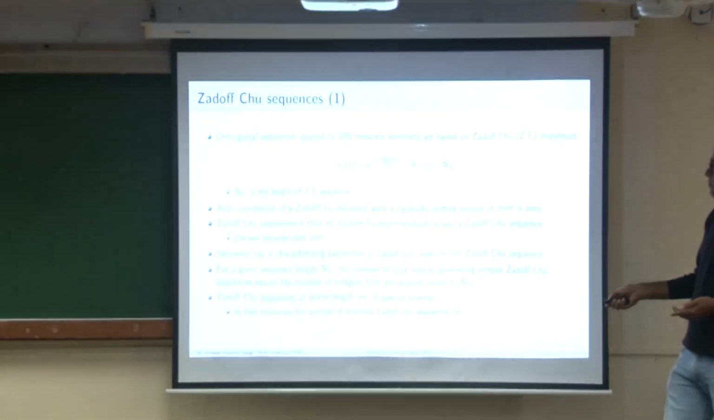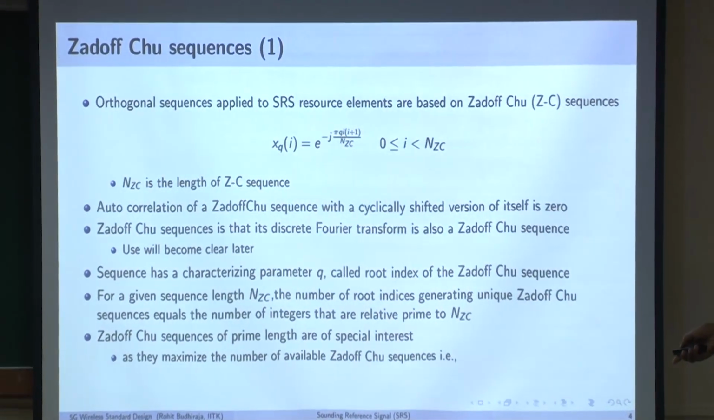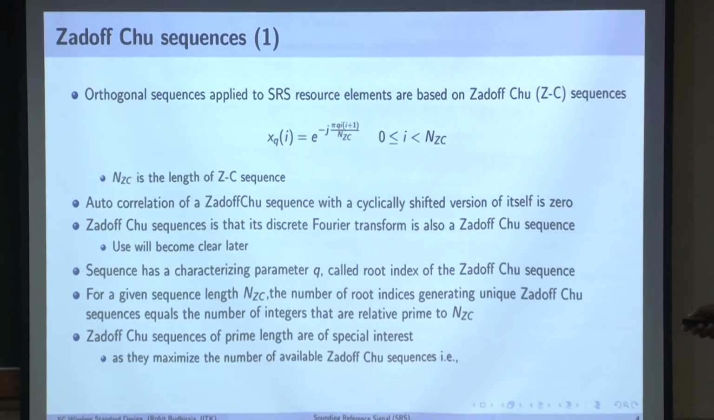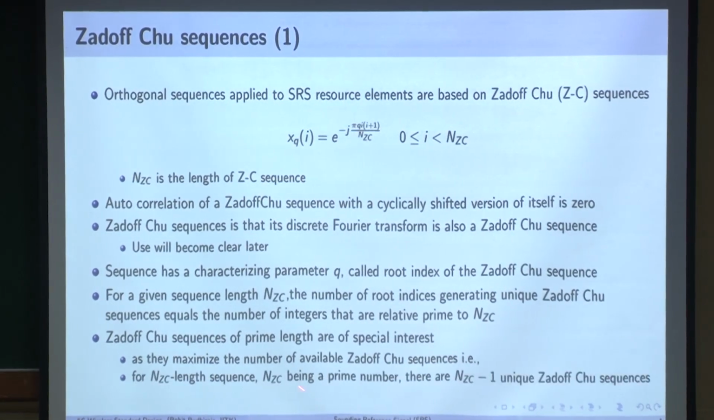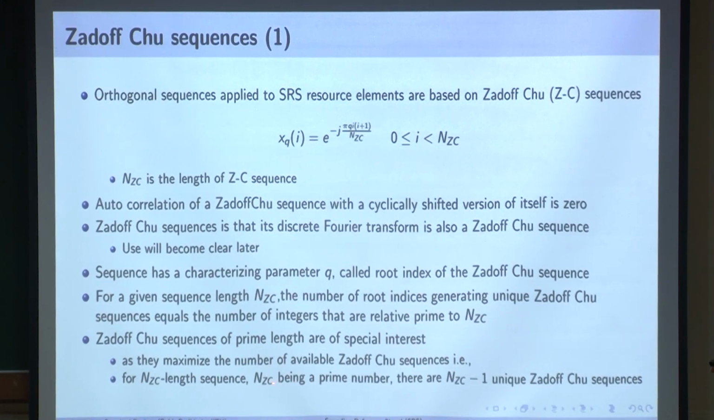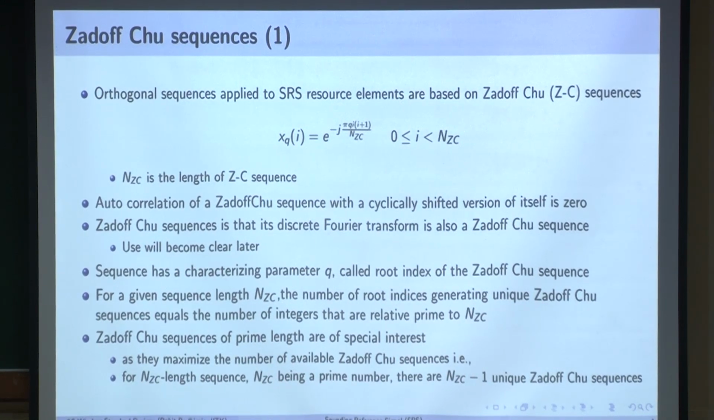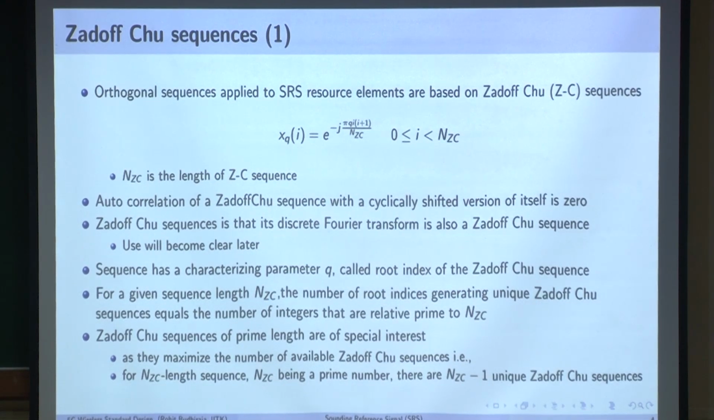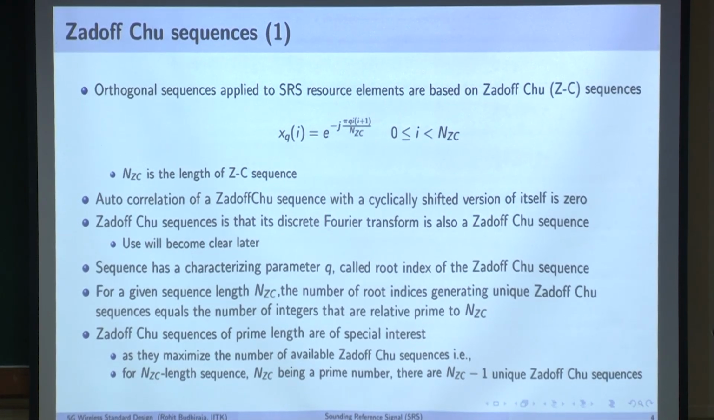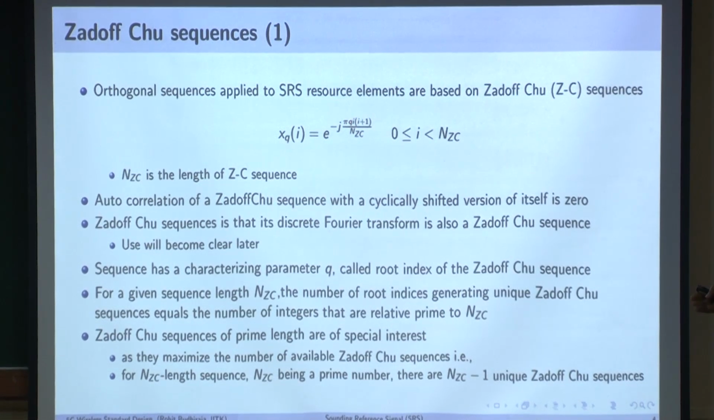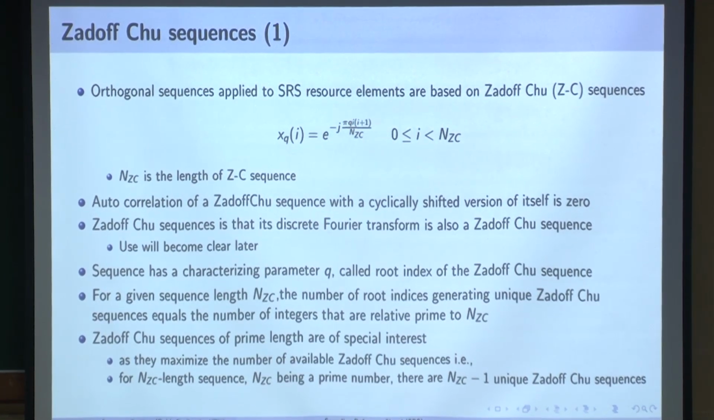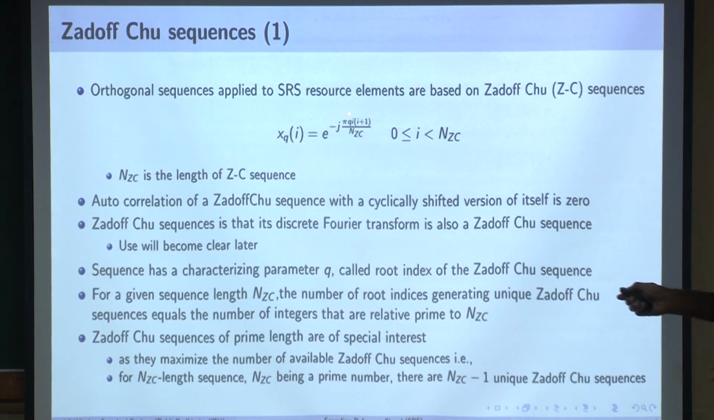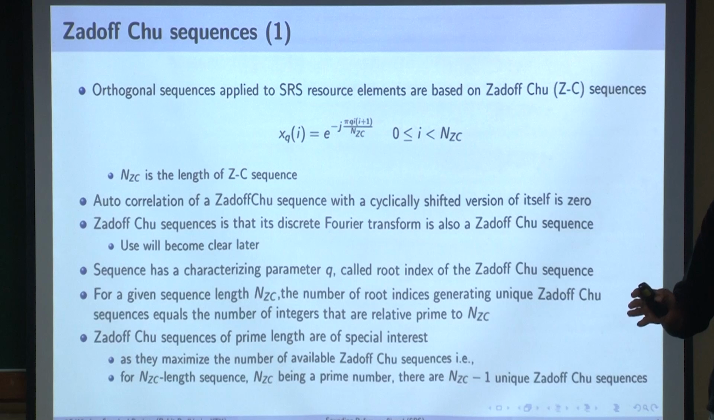Okay, then how many unique Zadoff-Chu sequences will you get? Why do you look for a prime length? Because it maximizes the number of available Zadoff-Chu sequences, since you can pick q accordingly. So if N_ZC is prime, how many unique sequences can you create? N_ZC minus 1, because q can run from 1 to N_ZC minus 1, right? Each value of q gives you a unique Zadoff-Chu sequence.